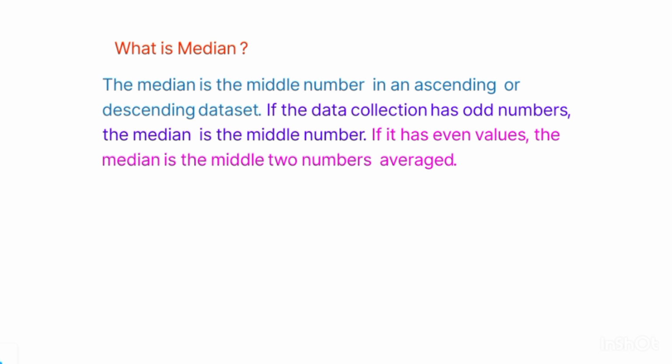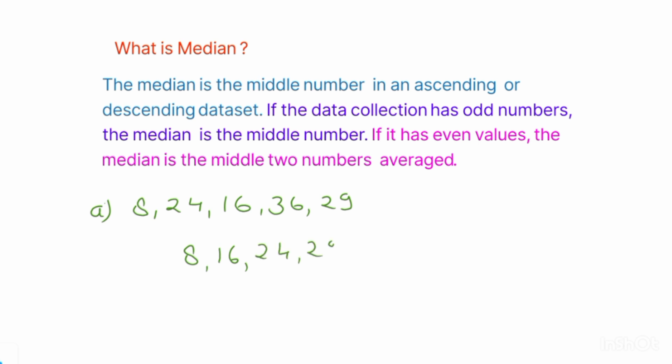Suppose we have the data set 8, 24, 16, 36 and 29. This is the data set and we have to find out the median. So median is the middle number in ascending or descending order of the data set. So let's write it in ascending order. We will write 8 first, then 16 and then 24, then 29 and then 36. This is the ascending order of the data set.